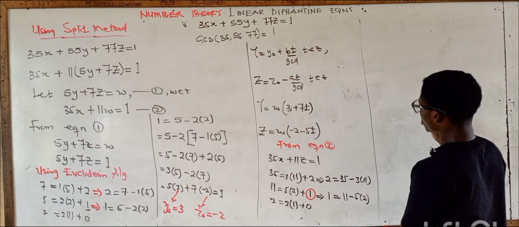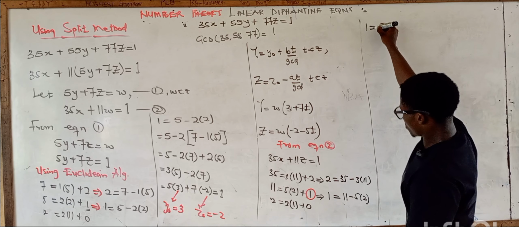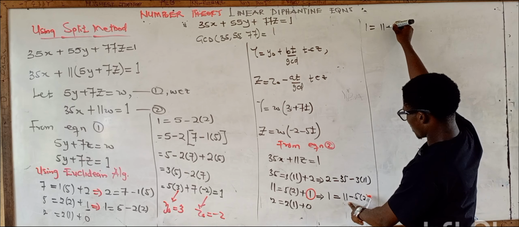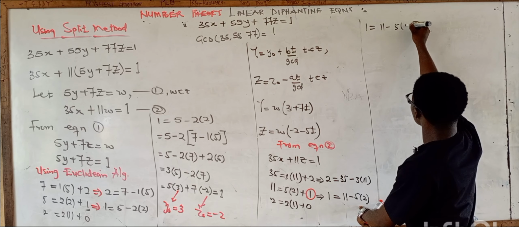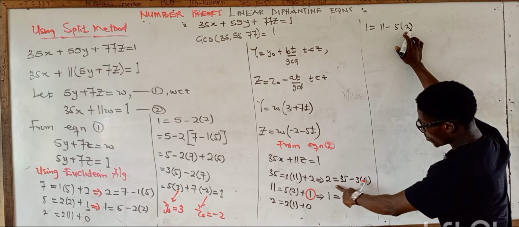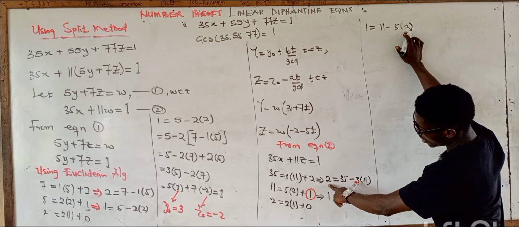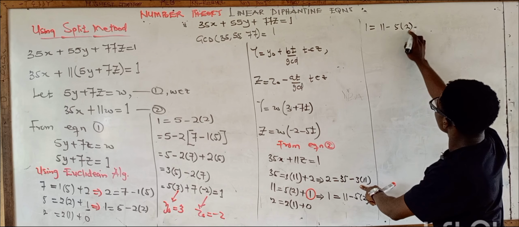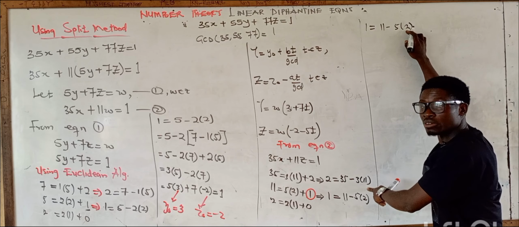So we are starting from the bottom. We have 2 is equal to 11 minus 5 times 2. Now this means that wherever we see 2 in the bracket here, we are going to plug in the whole of this, because we are saying that 2 is equal to this. So wherever we see 2 here, we are plugging in the whole of this.